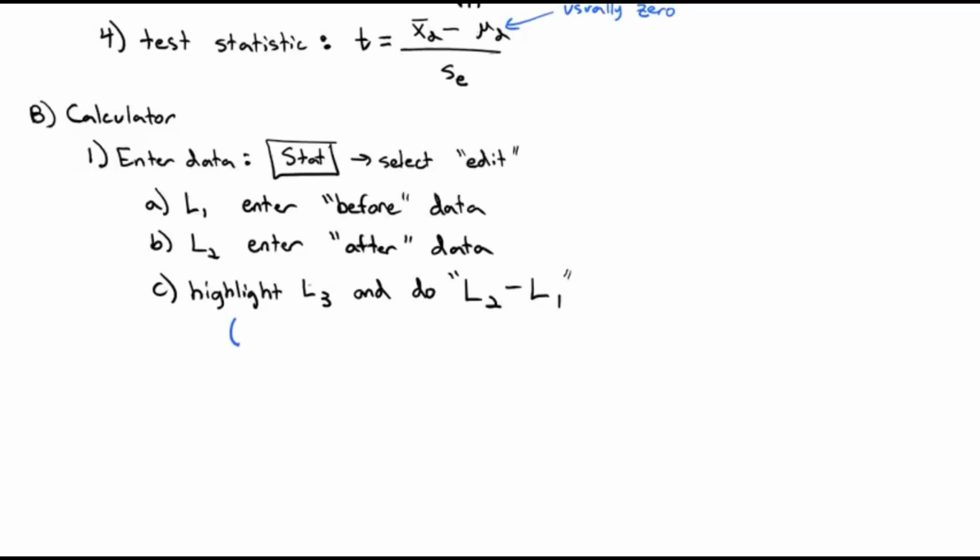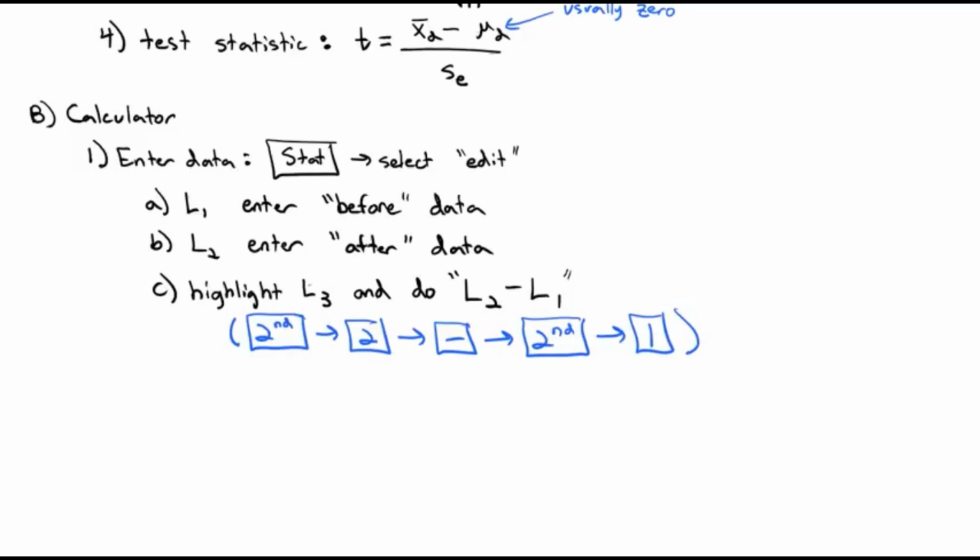Now the way we get that is you'll hit the second button, and you'll hit the number 2, which will give you L2, minus, the second button, and then you'll hit the 1, which will give you the L1. And now in L3, you will have a list of all of the differences between the before and after. A positive difference means it got bigger. A negative difference will mean it got smaller.